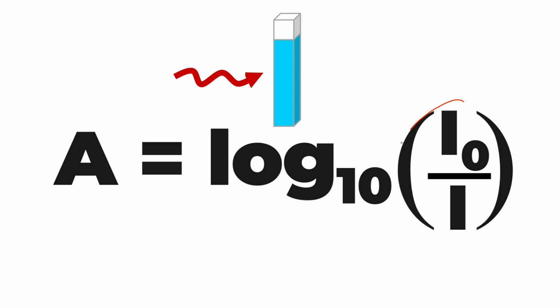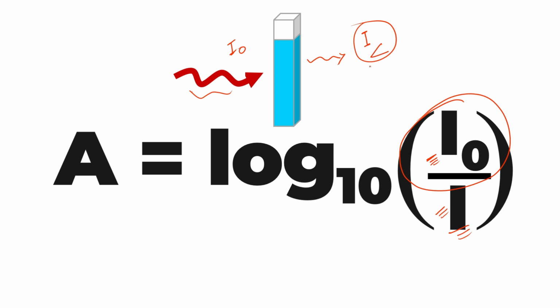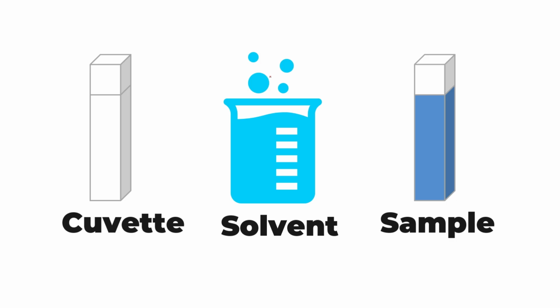Here I naught is basically the intensity before the sample. Here this is the light. So before the interaction, that intensity is I naught. Here this intensity is after interaction, meaning when light transmits from the sample. So that intensity is called I. So in simple words, I naught is before the sample, I is after the sample. More absorbance means smaller I. So A goes up.